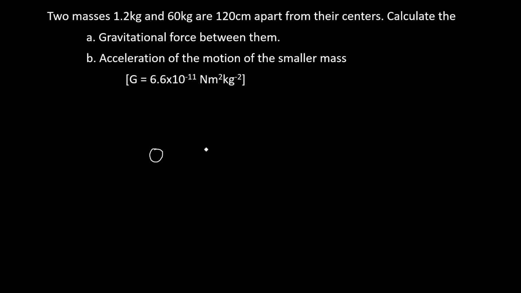So we have two masses, maybe a smaller mass and a bigger mass. This mass is 1.2 kilograms and this is 60 kilograms. That is what the question is telling us. Then the distance from their centers is 120 centimeters. So we have to find the gravitational force between these two masses, and after that, we will find the acceleration of motion of the smaller mass. So this is a visual representation of the question. Now let's move straight up and solve the question.